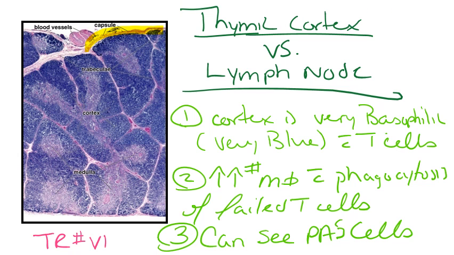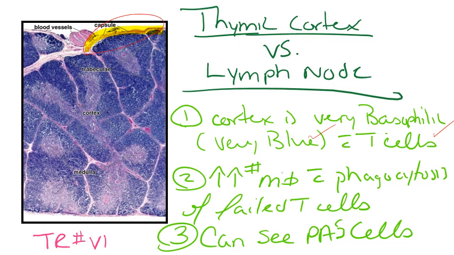So, how do we tell the difference between the thymus and a lymph node? Like I alluded to before, the lymph node is going to have the subcapsular sinus. The thymus does not. If you look right here, the capsule is contiguous with the cortex. The cortex is very basophilic, so it's very blue, and it has a great deal of T cells, which we'll see in a moment why that's significant.